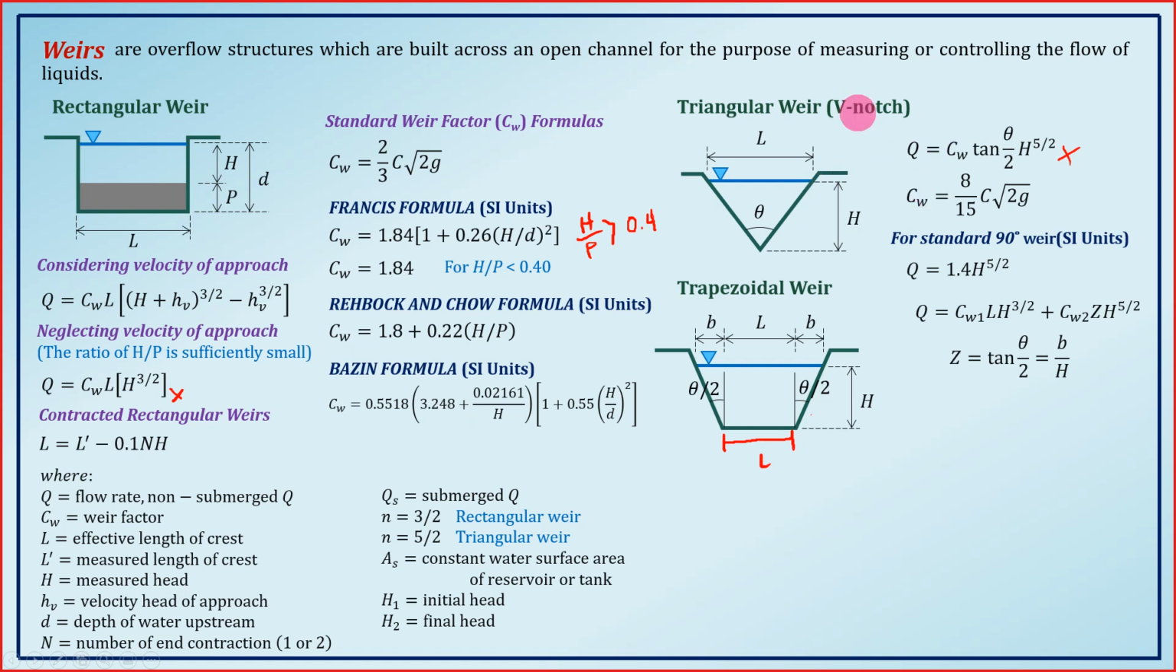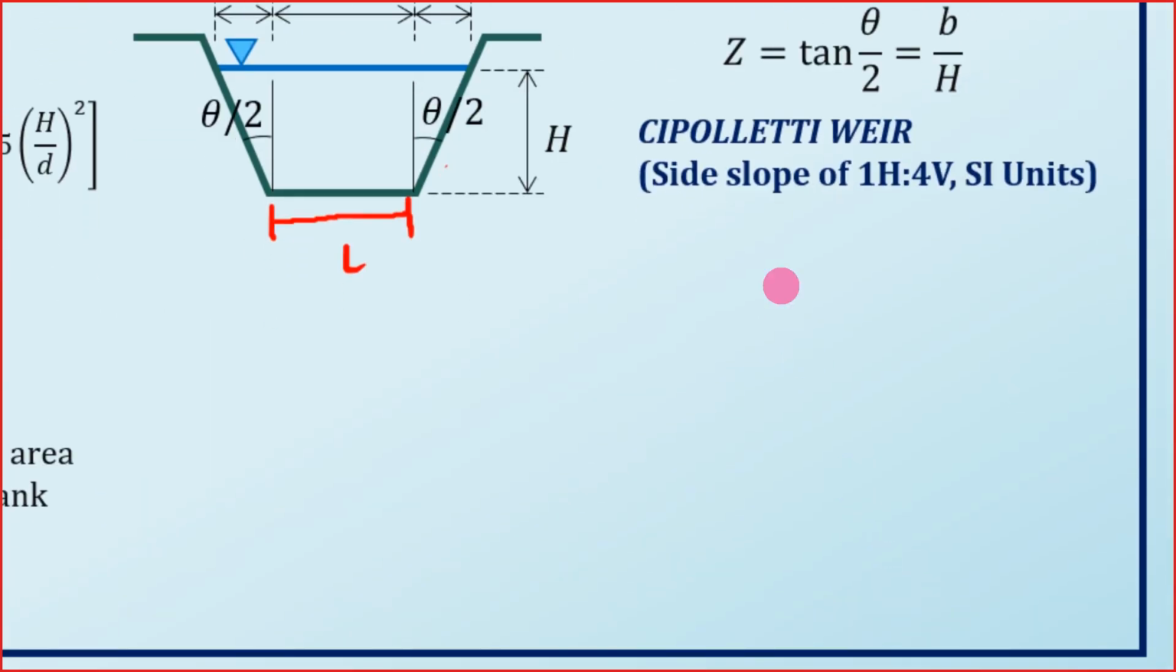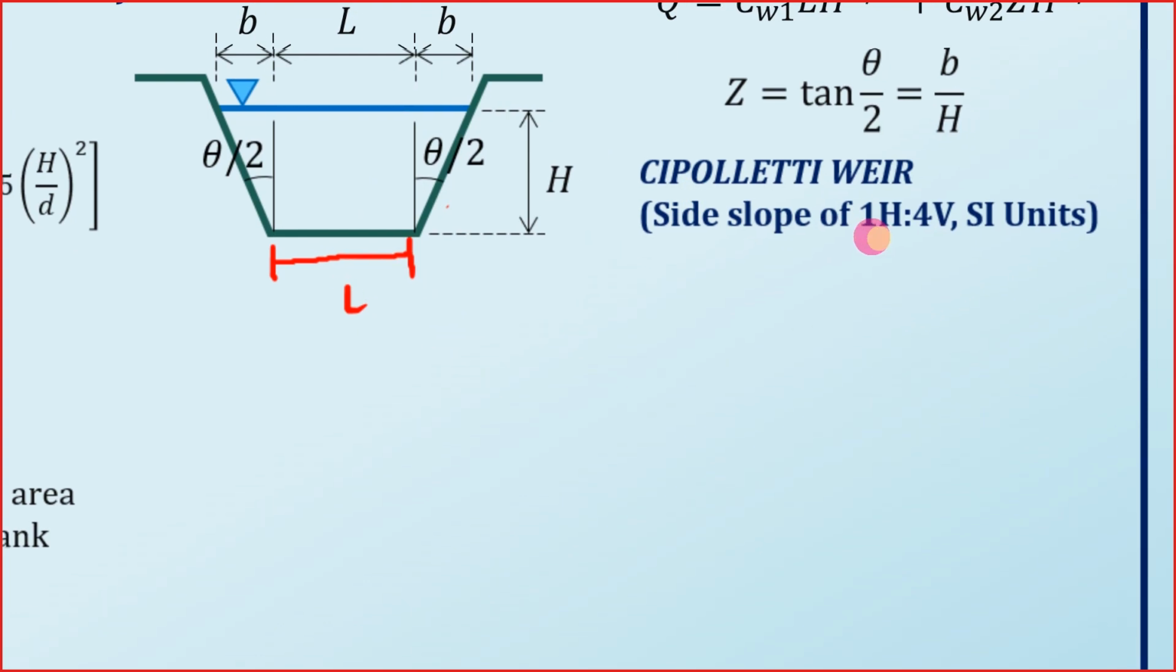And like the triangular weir, we have this special na trapezoidal weir, which we called na Cipolleti weir. Cipolleti, meron silang tawag dito. So, Cipolleti. Ang Cipolleti weir, meron siyang side slope na 1 horizontal and 4 vertical. So, dito yan sa side slope niya. So, may ratio siya na 1 horizontal, 4 vertical.